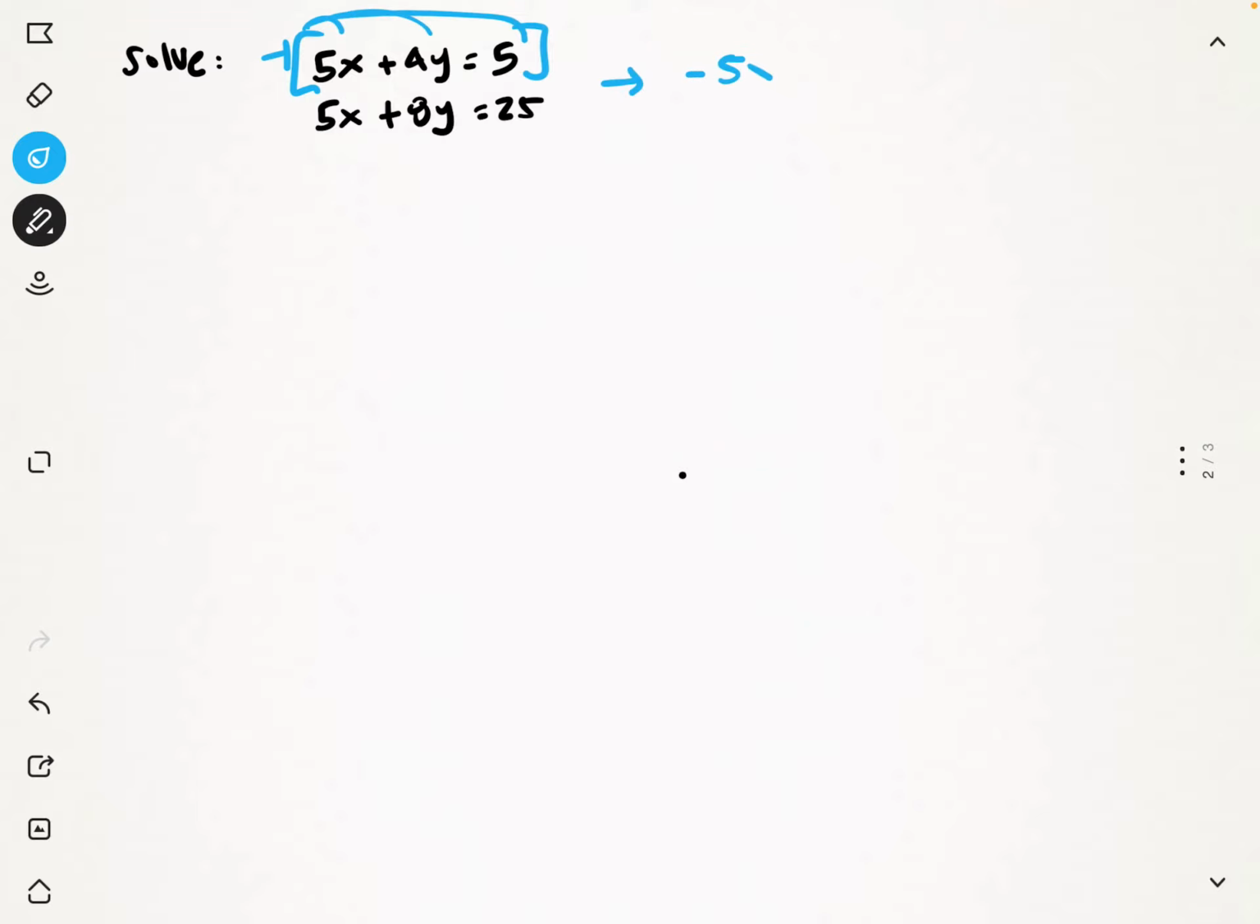So we have negative 5x, and negative 1 times 4y is negative 4y. And then negative 1 times 5 is negative 5. And then we're going to line our bottom one up. And now we're going to go ahead and solve it just like we did the last one, because we have these 5x's to eliminate. So our negative 5x and our 5x cancel. Negative 4 plus 8y, remember we're adding, is 4y. And then negative 5 plus 25 is 20.